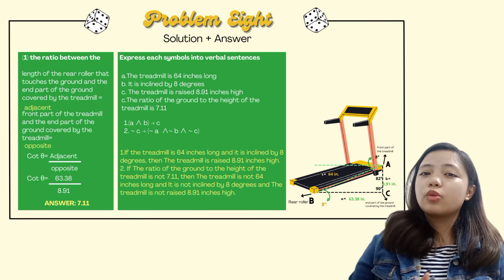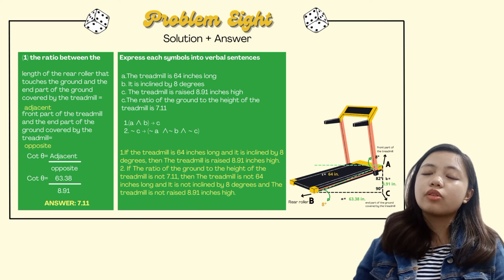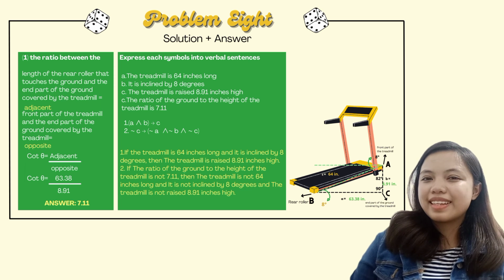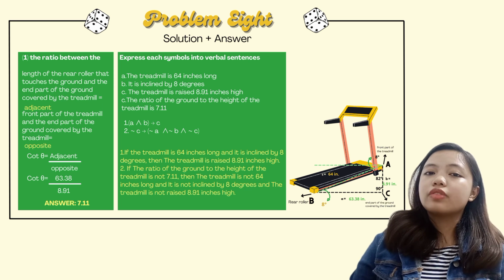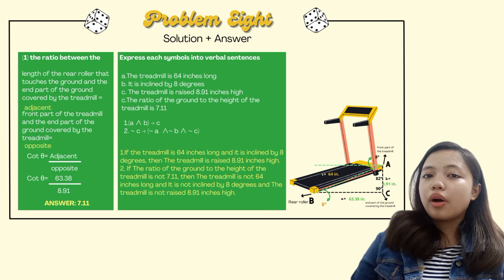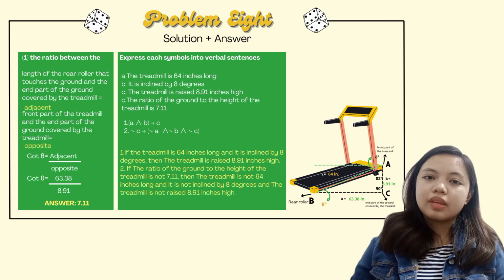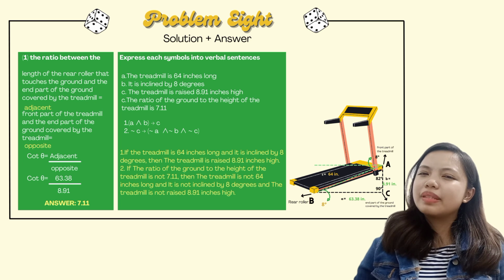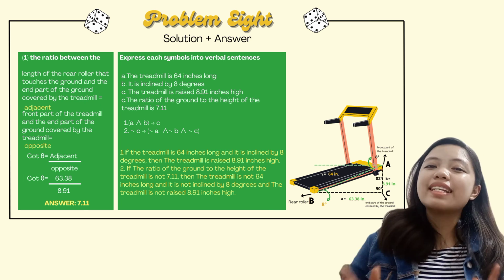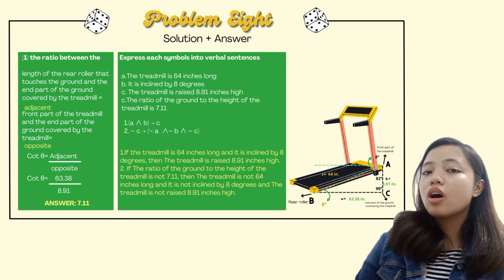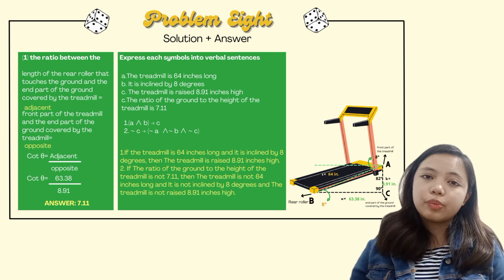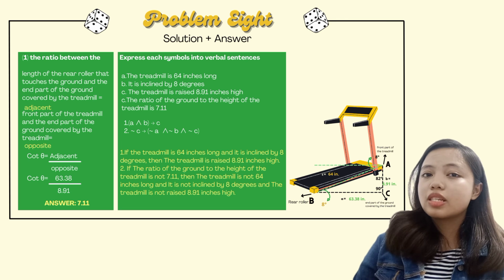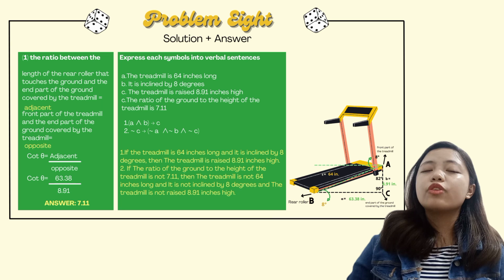For number 2, find the ratio of the length of the rear roller that touches the ground and the end part of the ground covered by the treadmill. Oh, that is equal to the adjacent side, to the front part of the treadmill and the end part of the ground covered by it. And that is equal to the opposite side. So it's just simply, yes, cotangent theta is equal to adjacent over opposite, or cotangent theta is equal to 63.38 over 8.91, and the answer is 7.11, or approximately square root of 79 and 17 over 50.